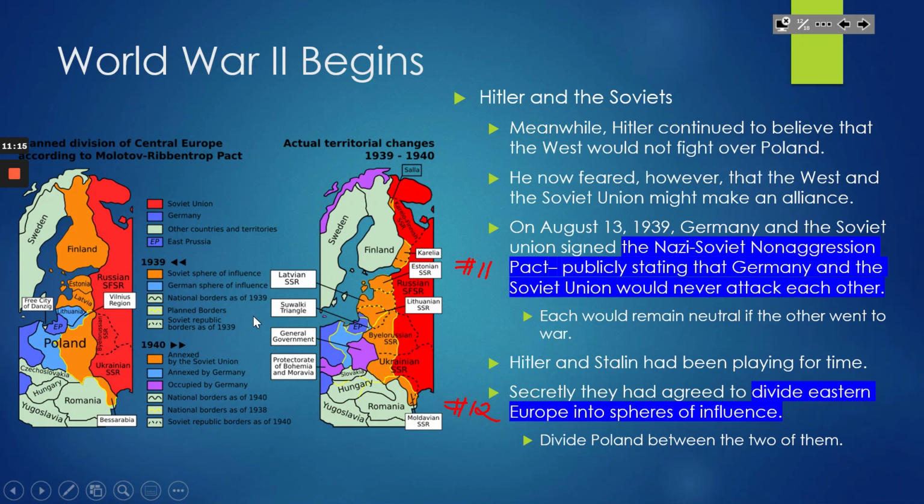This was a shock around the world because everybody in politics knew that Hitler was anti-communist, right? So they're wondering, okay, well, what's going on here? Secretly, Hitler and Stalin had been plotting to divide Poland, or Eastern Europe, into spheres of influence so that they have control over those areas, right? So that was on the back burner, that they secretly were going to do that. Of course, the public didn't know that, right? So that's number 11 and 12.